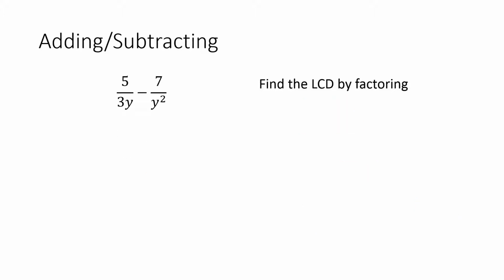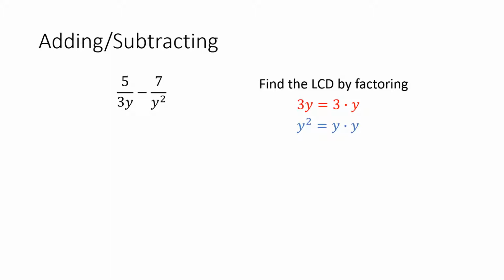We're going to use that same exact strategy now when there's variables. We want to break down the denominators and figure out what they're made of. So the first one, 3y, well, that's just 3 times y. And y squared, that's y times y. So when I build my LCD, I'm going to need a 3, a y, and a y and a y.